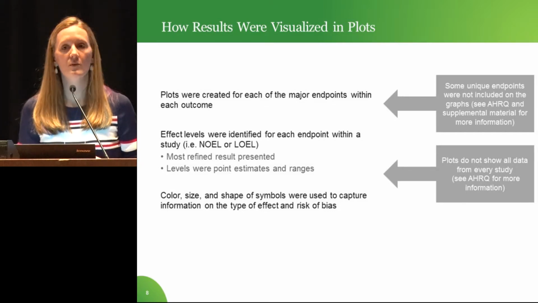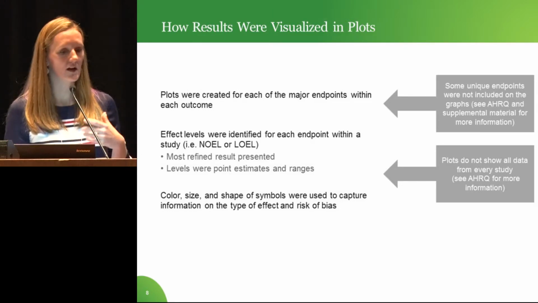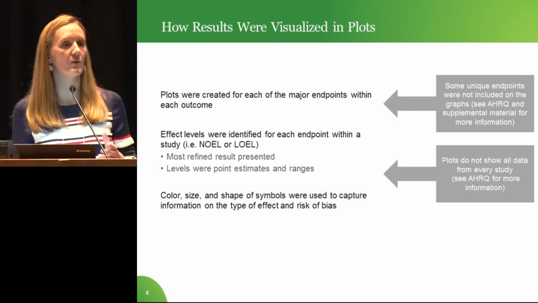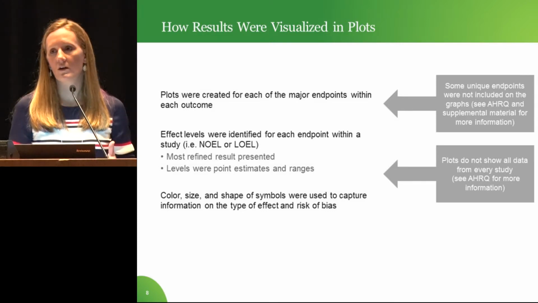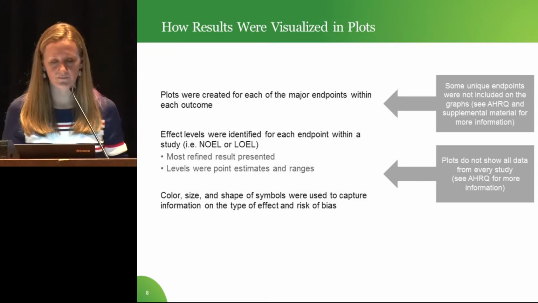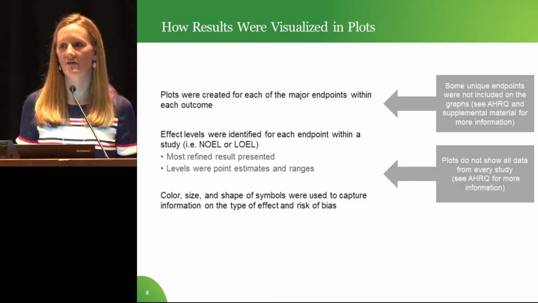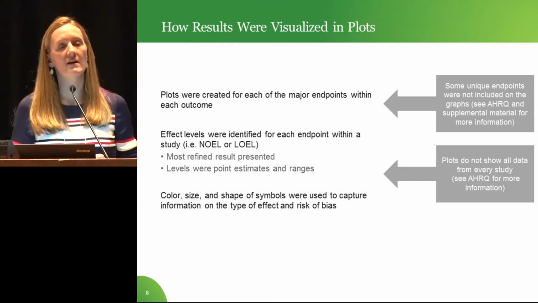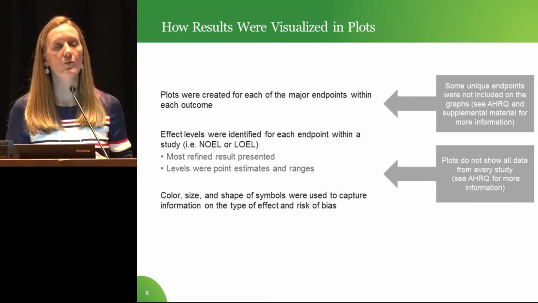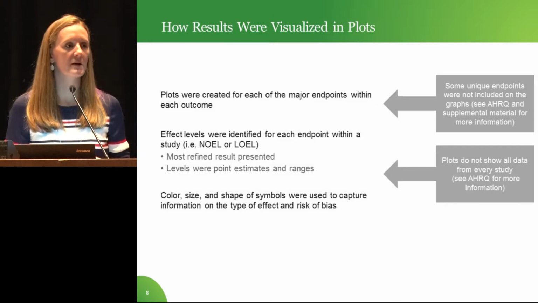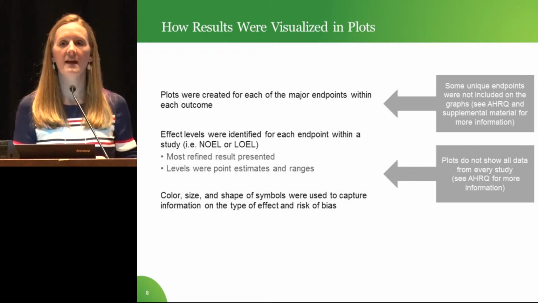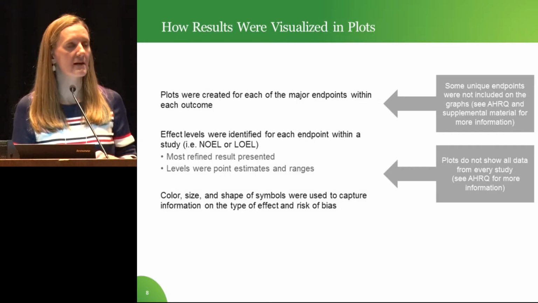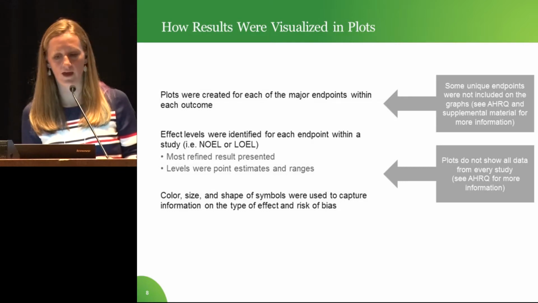And then in these plots, we really try to convey a lot of information. We're trying to use color and size and shape to capture all of this information on the type of effect, i.e. was there an effect or not, as well as the quality or the internal validity of the study. But I really also want to emphasize what these plots do not show. Starting just with the number of plots that we have, within the paper, there are a fair number of outcomes that have endpoints that had maybe only one data set or were a very unique endpoint, and so, for example, a plot wasn't developed for that.